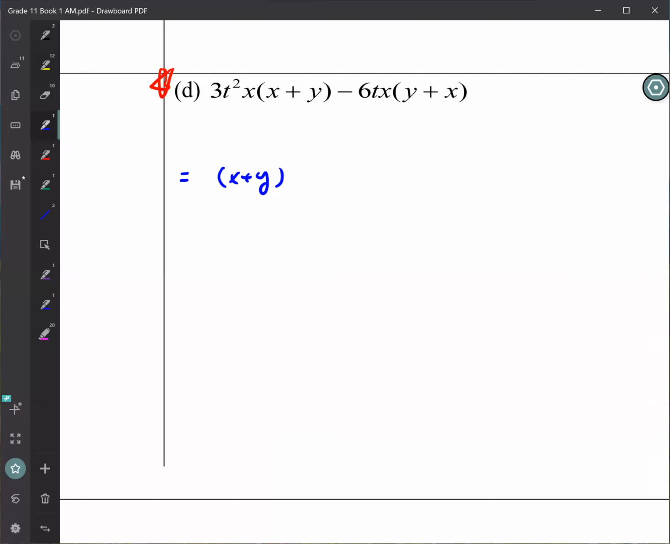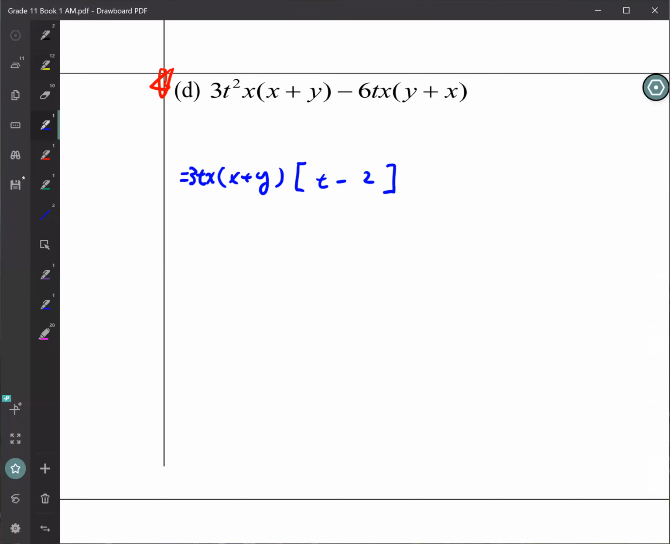You could take out like, because outside like 3t squared x and 6 negatives, they have like you could take out a 3tx. Okay, so we could also take out 3tx. So this one has a bigger GCF, right? Yeah. Okay, then what's left? T take away 2. T take away 2, right? Yeah. Okay, very good.